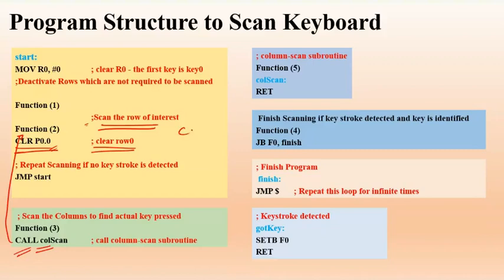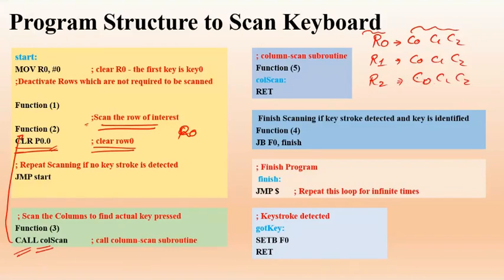So first you will be checking row 0, check all 3 columns: column 0, column 1, column 2. This is one subroutine. If no key is pressed, then go to row number 1, check column 0, column 1, column 2. No key is pressed. Row number 2, column 0, column 1, column 2. If assume this particular pair is pressed and both get low, in that case from R2 C0 you will say that okay, this particular key is pressed.